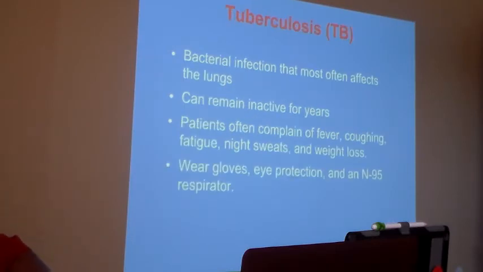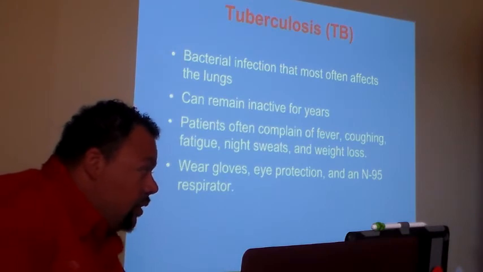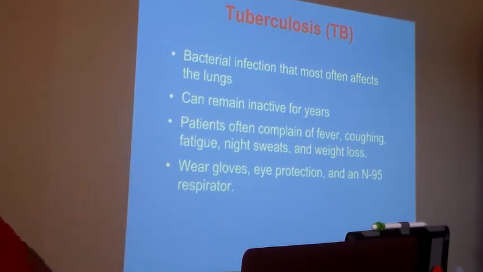All right? Then we have tuberculosis. Okay? This is a bacterial infection that affects the majority of your lungs. It can remain inactive for years. This is why we do a biannual TB test, to see if we've come in contact with TB, or if we have what's referred to as latent TB, which means we don't have it, but we've come in contact with somebody who does. Okay. The people who have it complain of fever, coughing, fatigue, night sweats.